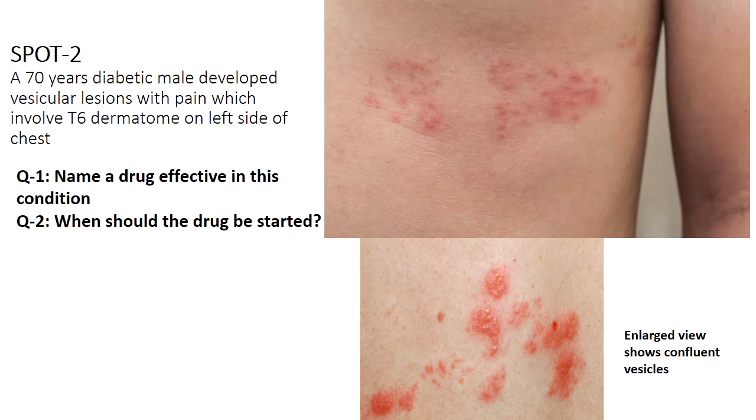Spot 2 is a 70 year old diabetic male who developed vesicular lesions with pain which involved the T6 dermatome on the left side of the chest. Looking at the lesions, they appear to be confluent vesicles, and an enlarged view is also given. Now the question is, name a drug effective in this condition and when should it be started?